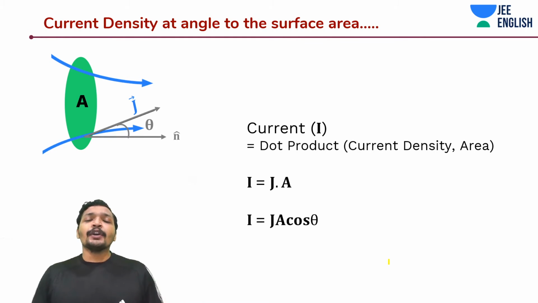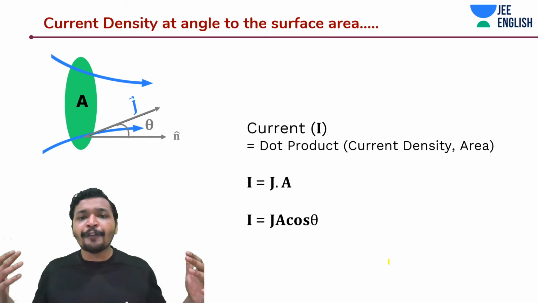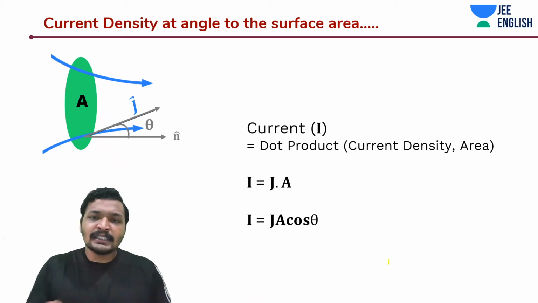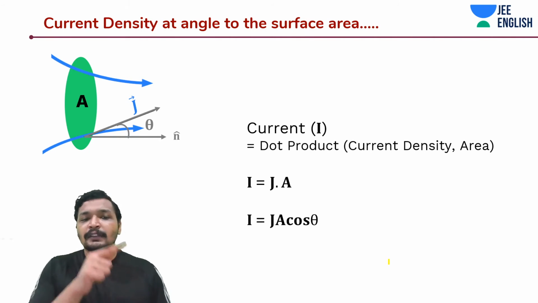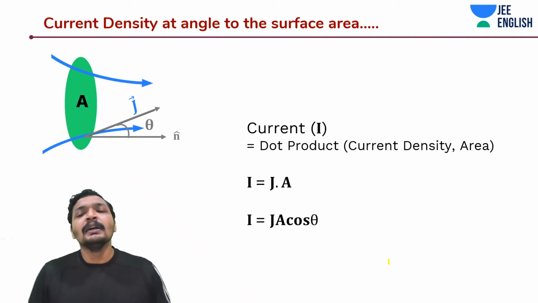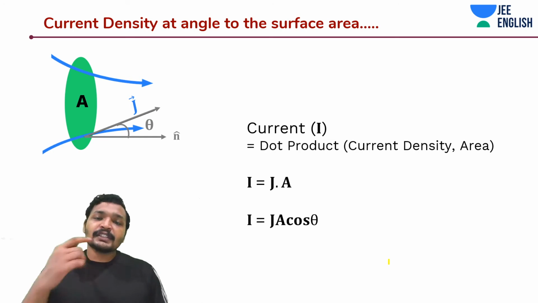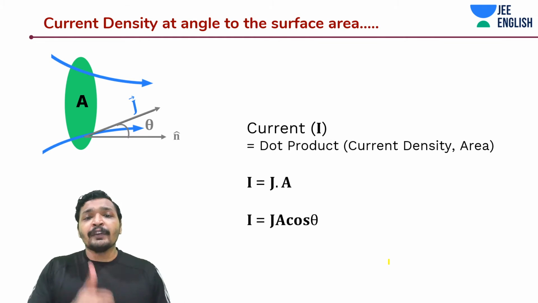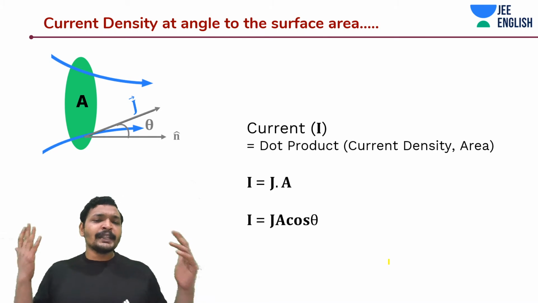So what would you do if you are given a direction of, let's say it's flowing in a tangential direction, like a curved path. If the current density is flowing in a curved path, then how would you calculate the value of current in that region or on that surface area? You would have to basically take the dot product of the area vector, which is perpendicular to the surface area itself, and the current density. So it would be really that simple.